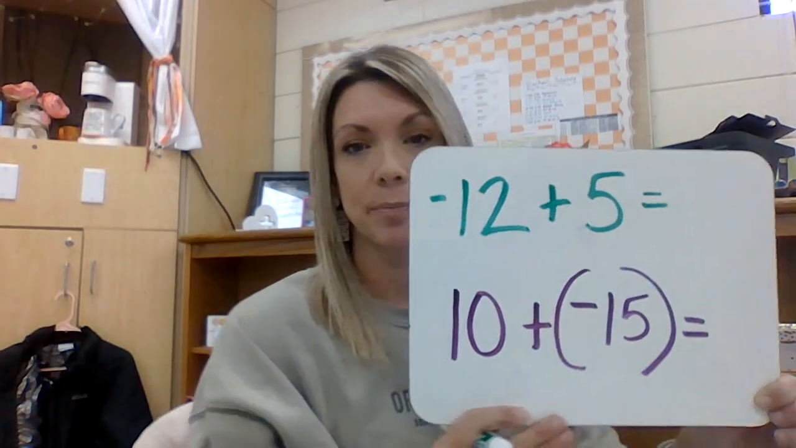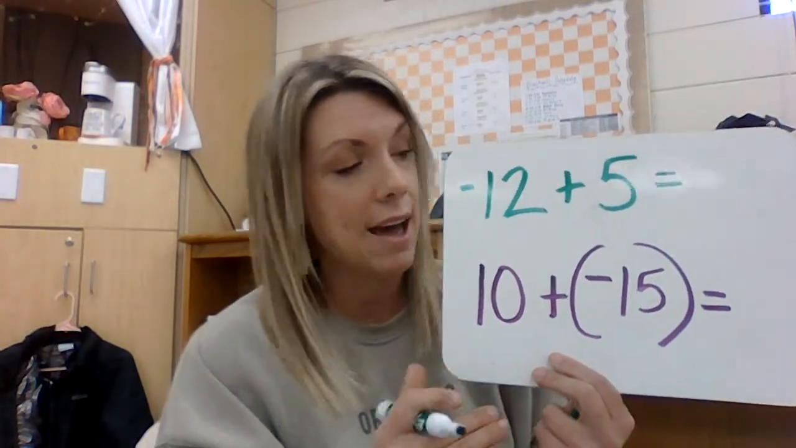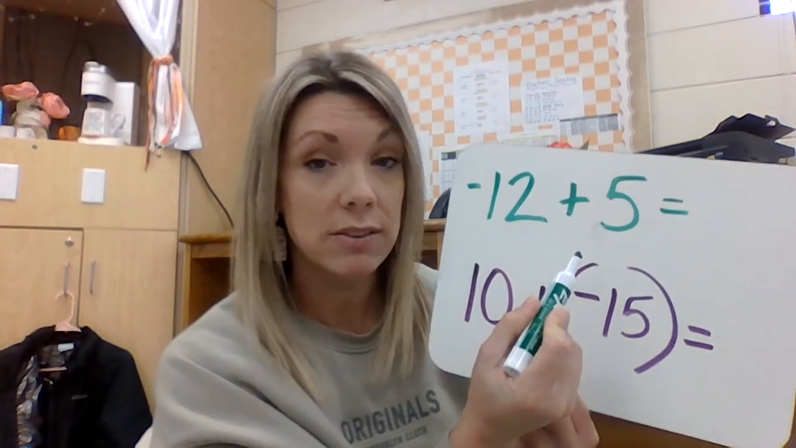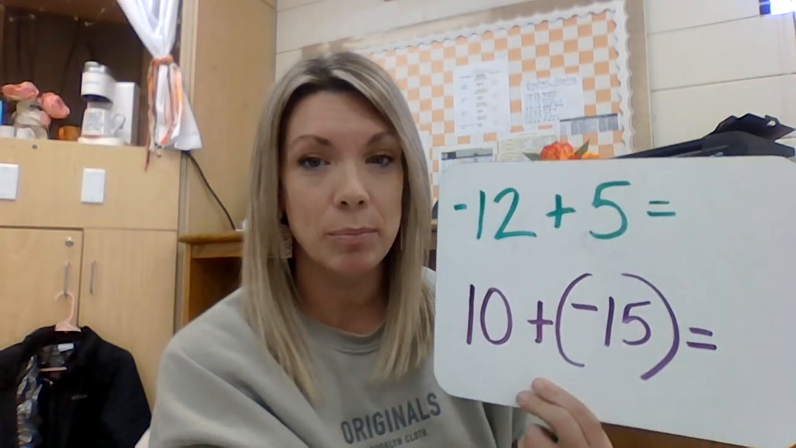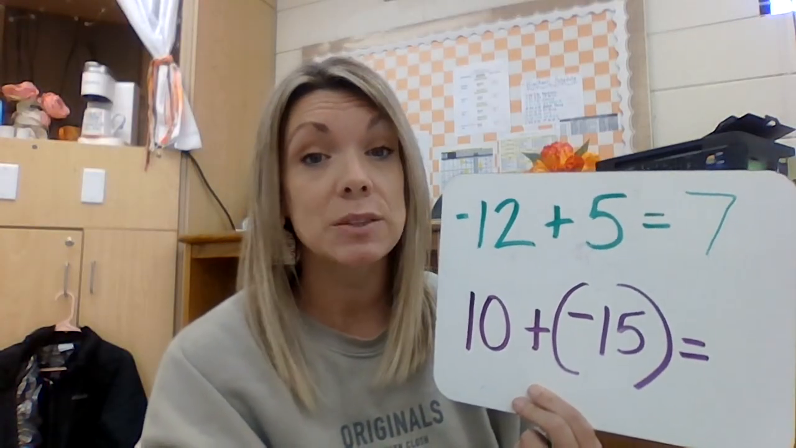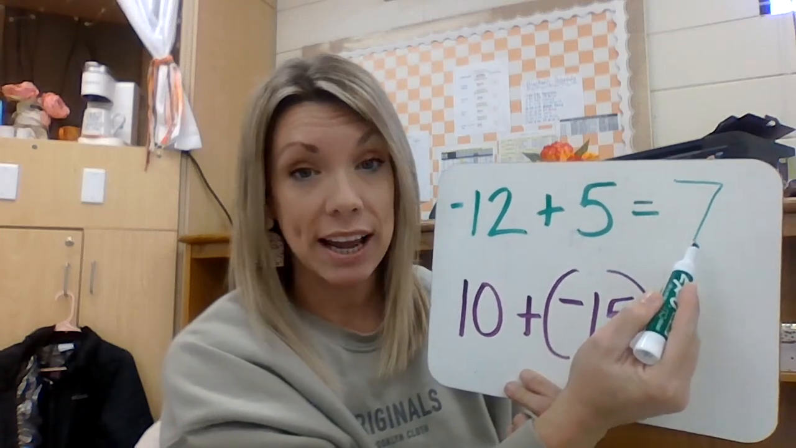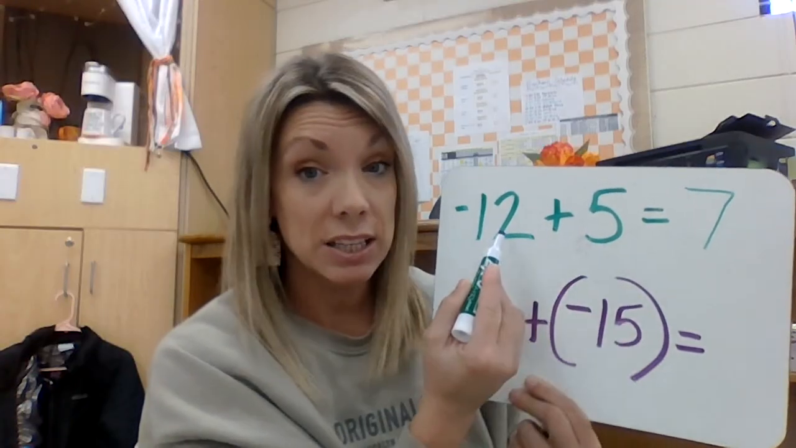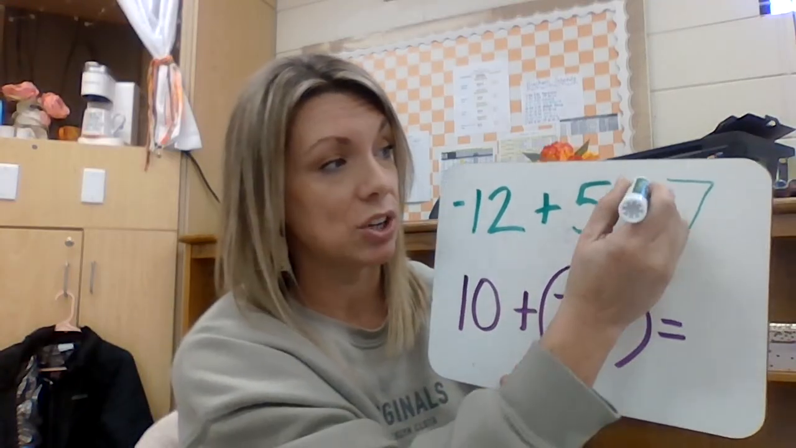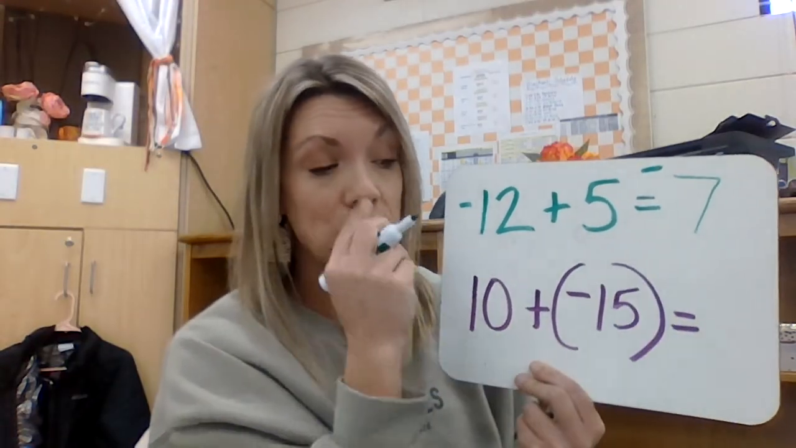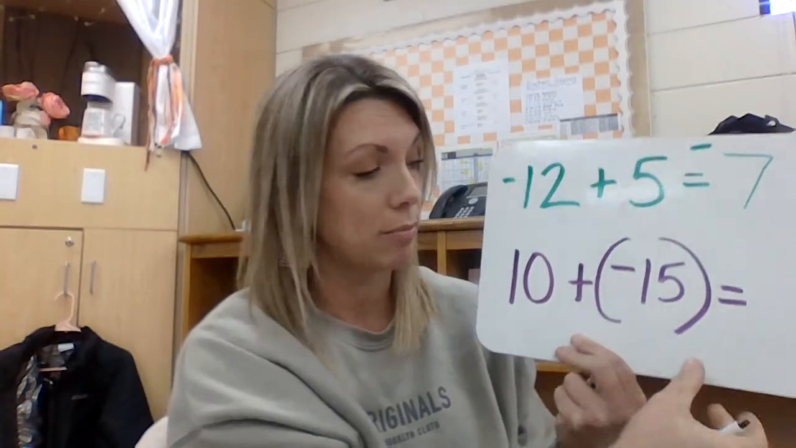So let's look at a couple of examples. On the first one here in green, we have negative 12 plus positive 5. We now have one negative and one positive. The rule is to find the difference. What is the difference between 12 and 5? 12 minus 5 is 7. Whenever you find the difference, the sign of your answer will be the same sign as the larger number. Which is larger, 12 or 5? It's 12. And since 12 is a negative, our answer is going to be negative 7. So anytime you've got one negative, one positive, find the difference, and your answer will be the same sign as the larger number.